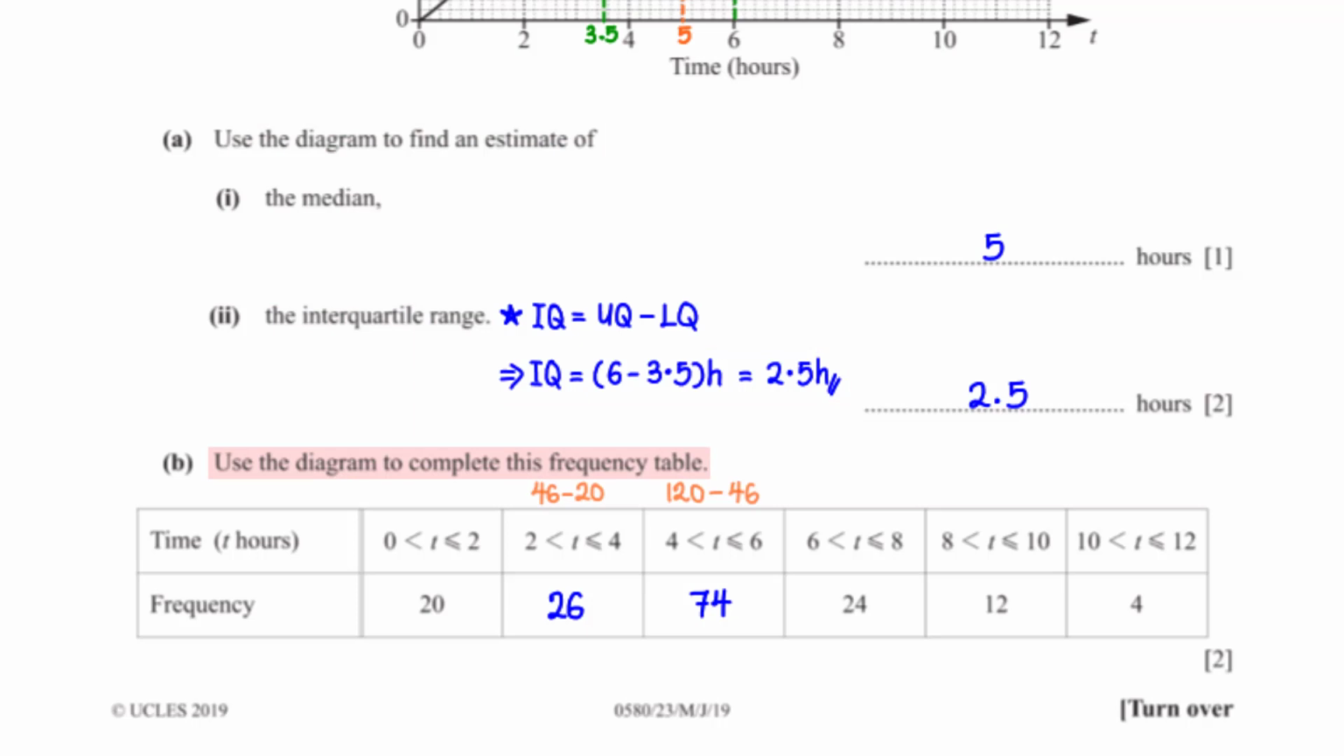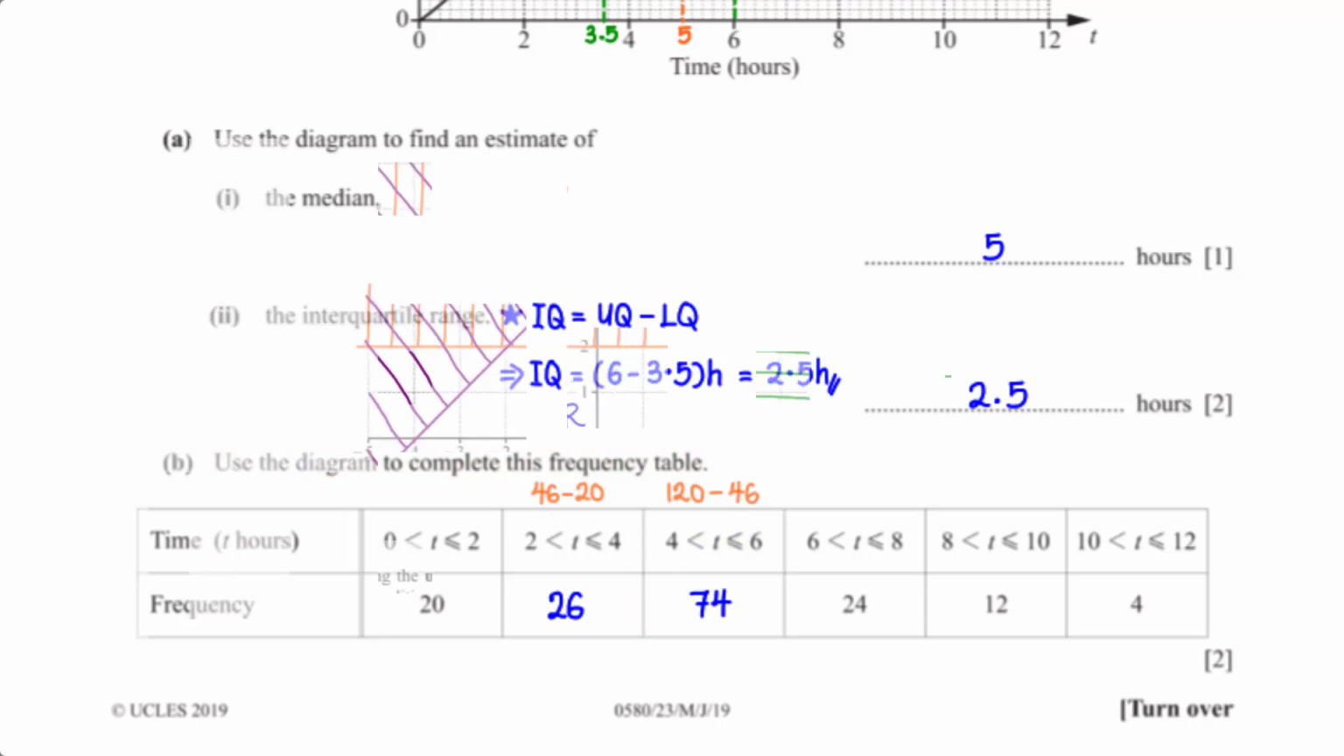Use the diagram to complete this frequency table. At t equals 2, the cumulative frequency is 20, and at t equals 4, the cumulative frequency is 46. And so 46 minus 20 gives us 26. At t equals 4, the cumulative frequency is 46, and at t equals 6, the cumulative frequency is 120. And so 120 minus 46 gives us 74.